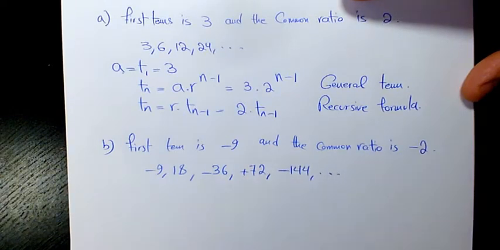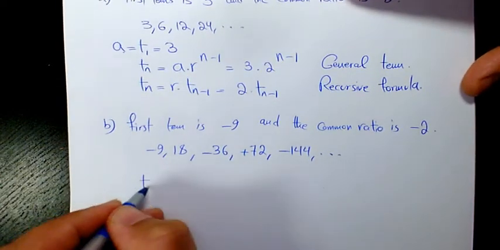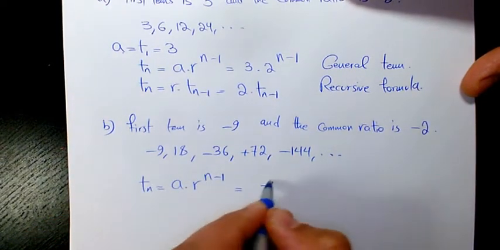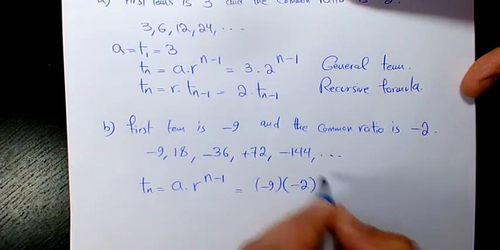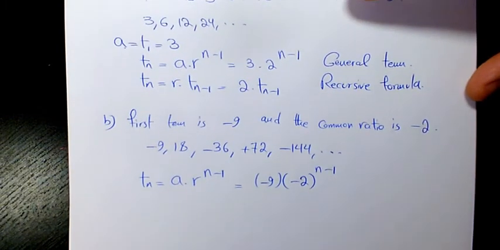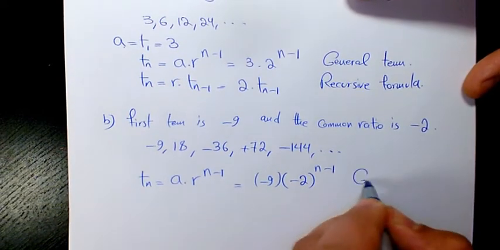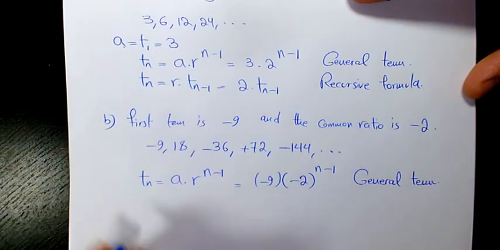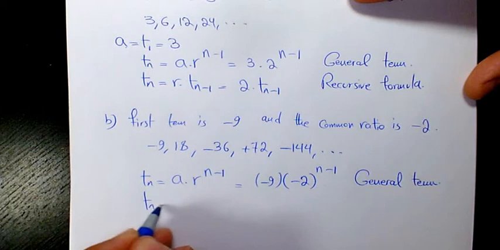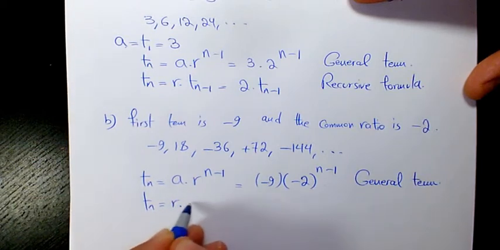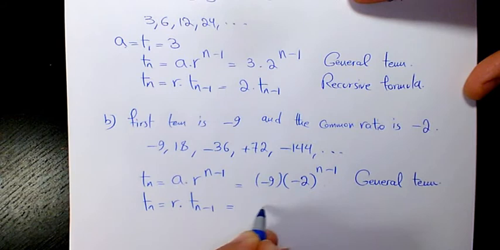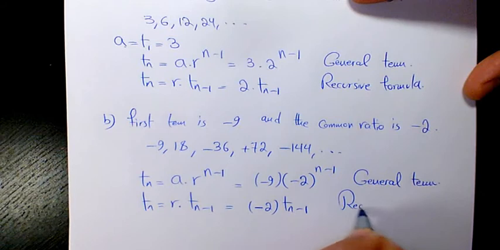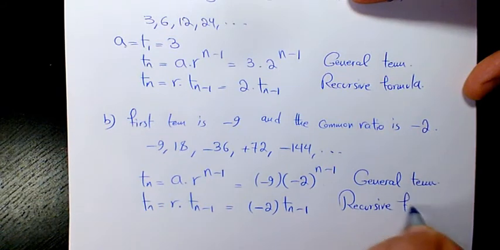-144, and so on. So Tn equals A times r to the power of n minus 1, which is -9 times -2 to the power of n minus 1. So that's the general term. And the recursive formula is going to be Tn equals r times Tn minus 1, which is -2 times Tn minus 1. This is the recursive formula.